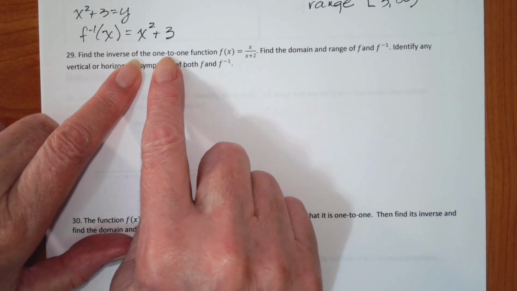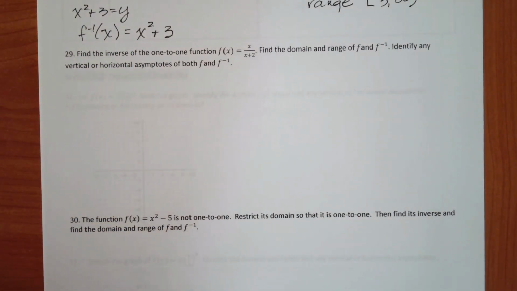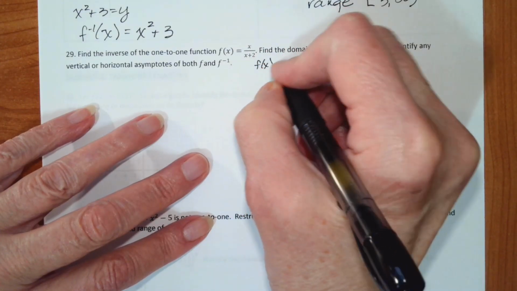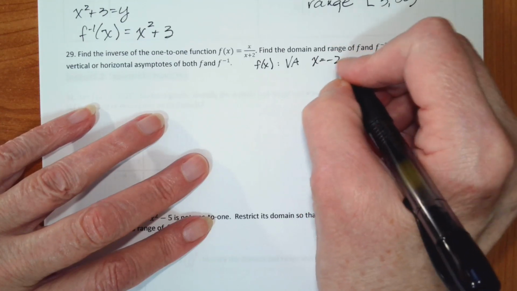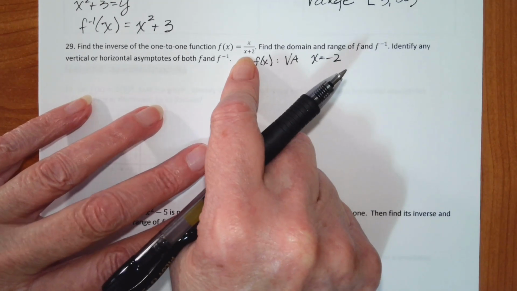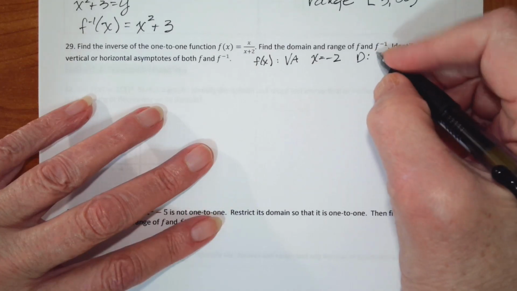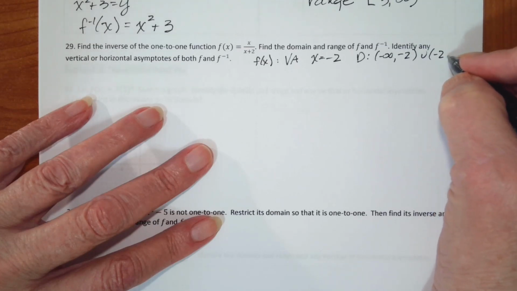Okay, find the inverse of the function x over x plus 2. Find the domain and range. All right, so for f of x, we have a vertical asymptote of x equals -2 if I set that denominator equal to 0. So that tells me my domain is going to be -infinity to -2, and then from -2 to infinity.